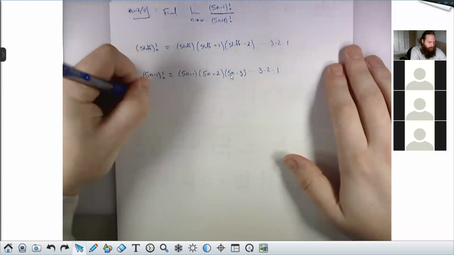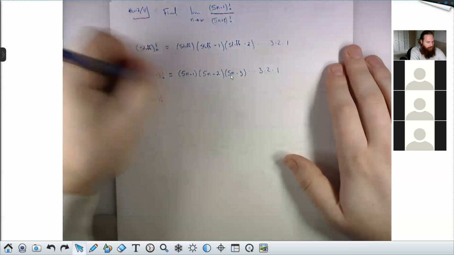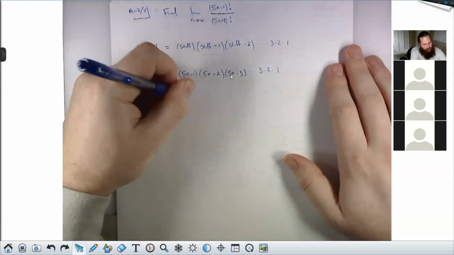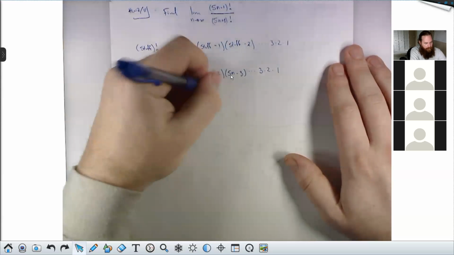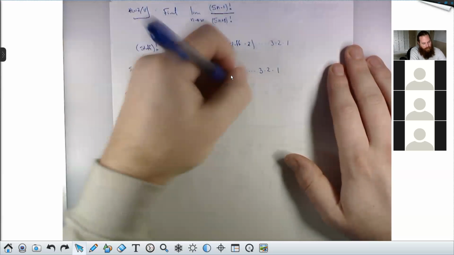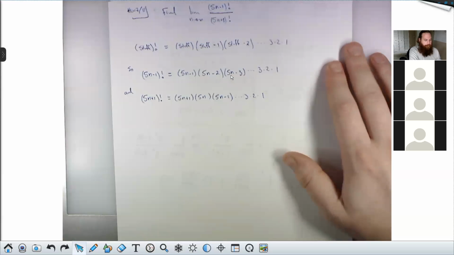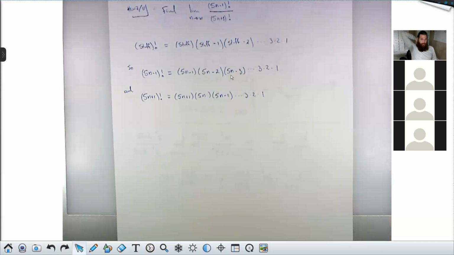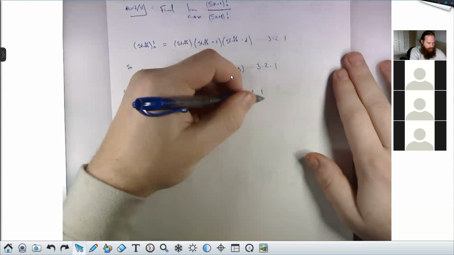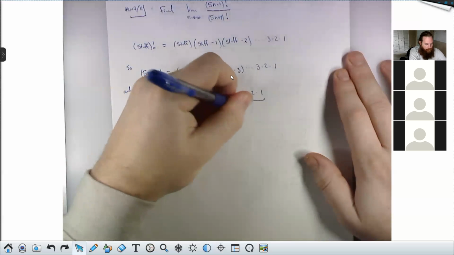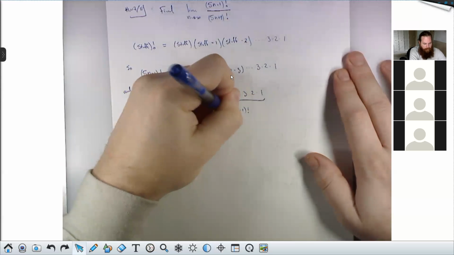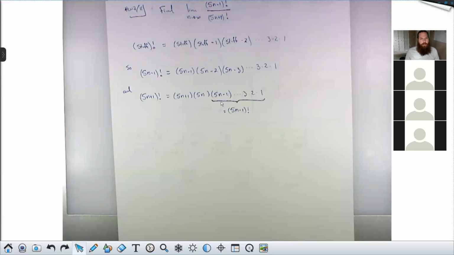And 5n plus 1 factorial, that's 5n plus 1 times 5n plus 1 minus 1 is 5n times 5n minus 1 all the way down to 3 times 2 times 1. So what you notice is that this piece right here is 5n minus 1 factorial. It's 5n minus 1 times 5n minus 2, that's the next term in the dot dot dots, times 5n minus 3 all the way down to 3 times 2 times 1.